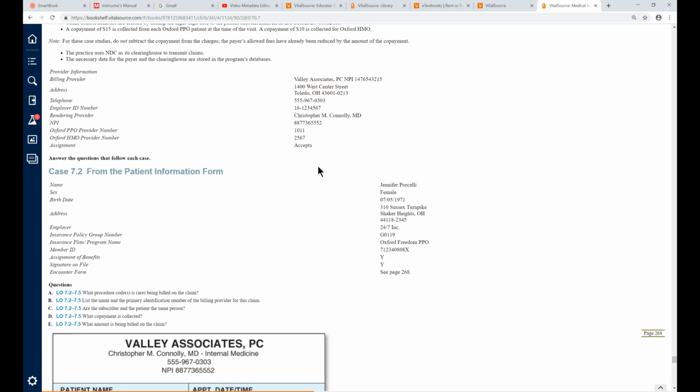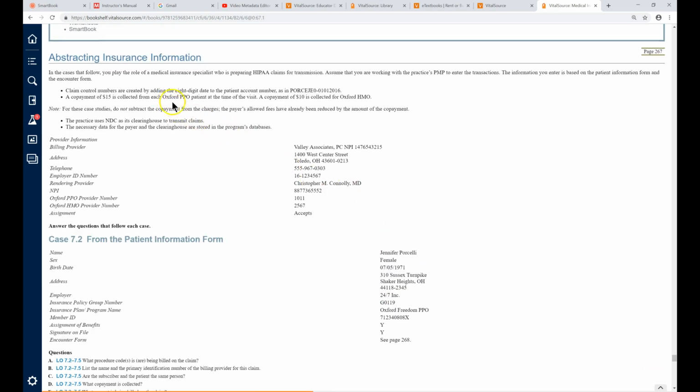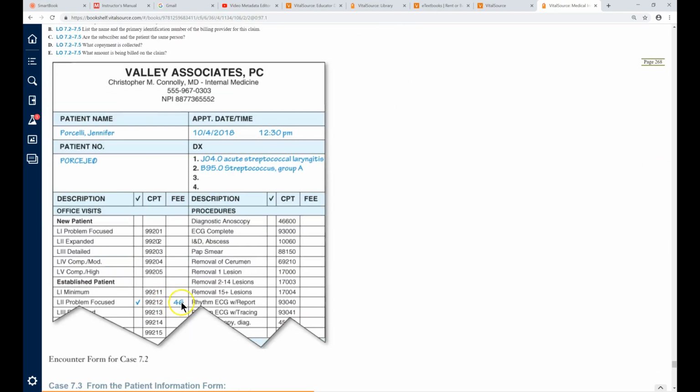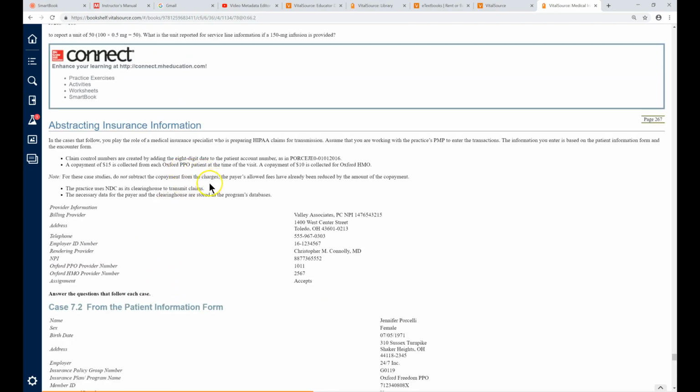Are the subscriber and the patient the same person? Yes, Jennifer Porcelli. What copayment is collected? So Jennifer has the Oxford Freedom PPO, and it tells you for the Oxford PPO that it's a $15 copay. So the copay would be $15. What amount is being billed on the claim? The amount that's being billed on the claim is $46. Remember that it told you not to subtract the copayment from the charges because the allowed fees have already been reduced by the amount of the copayment.